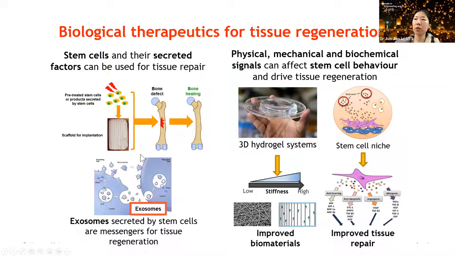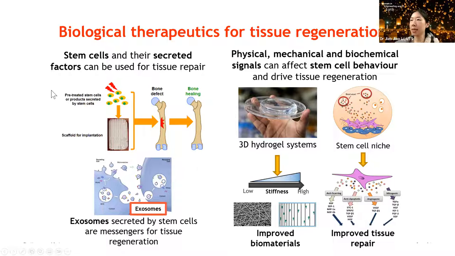I'm specifically doing this in a bone and joint area, where stem cells can produce these nanoscale biological particles called exosomes, and they contain a lot of weird and wonderful bioactive molecules, which are messengers and can improve tissue regeneration. So if we insert this back into a joint, for instance, it can help repair the cartilage and bone, and similarly for other organs as well. So this is an area that I'm currently going into in my research.